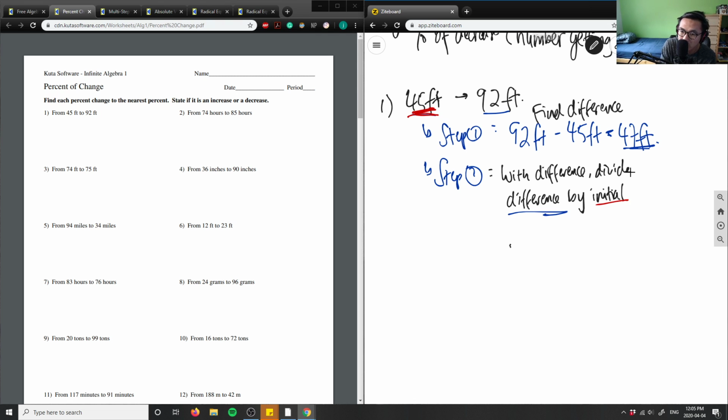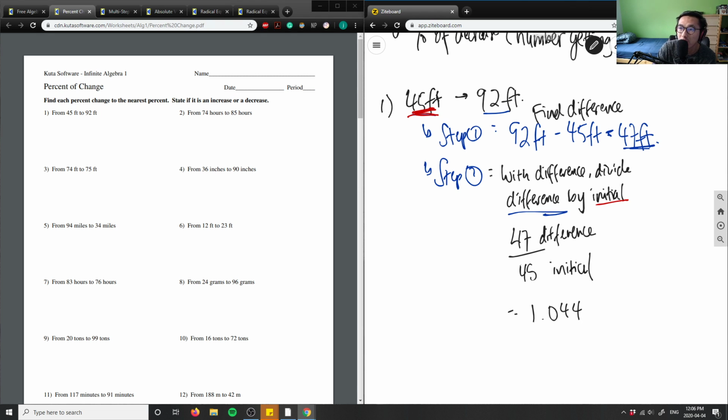I'm taking 47, which is the difference. The 47 was our difference here. And what we're doing is dividing it by our initial, which was 45. 45 here was our initial. I can't do this in my head, so 47 divided by 45 would be 1.04444. I usually take about 3 decimal places, so 1.044.